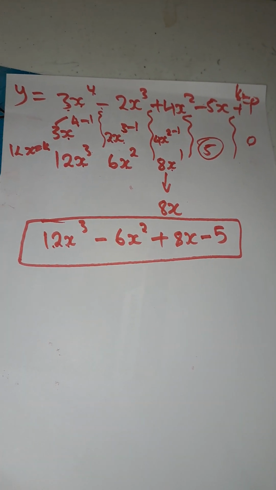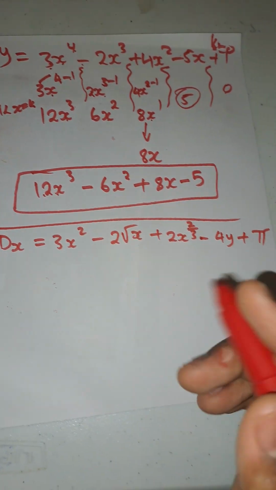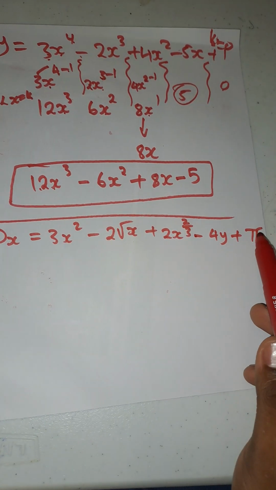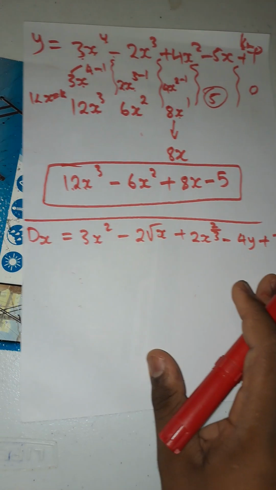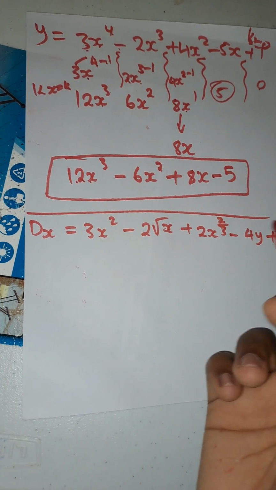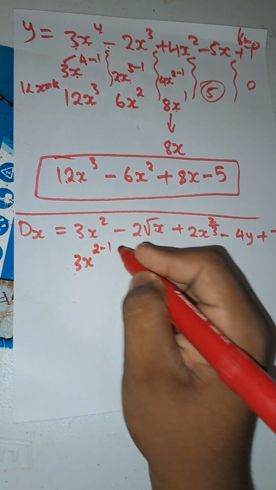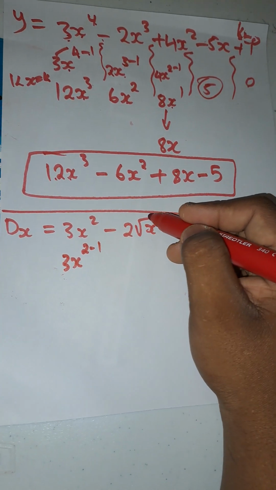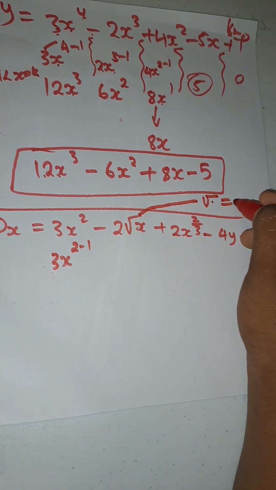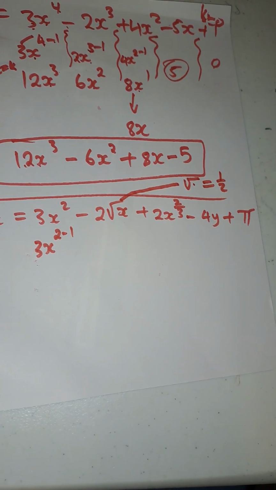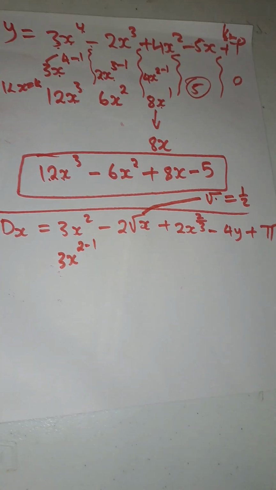So let's check the next one. Let's just have this one. This one is interesting. I see pi there. I see the square root. I see fractions. What's going on there? Let's fix it. So you know the first thing that you must do. 3x, 2 minus 1. For this one now, remember, you know what a square root is equal to: half. That's what you must know. Okay? So don't worry, we'll fix it.